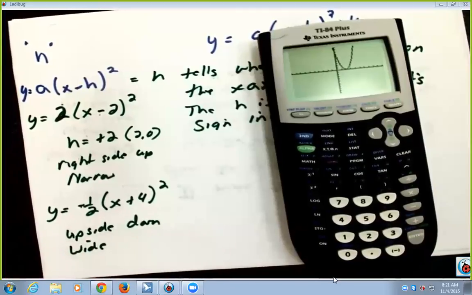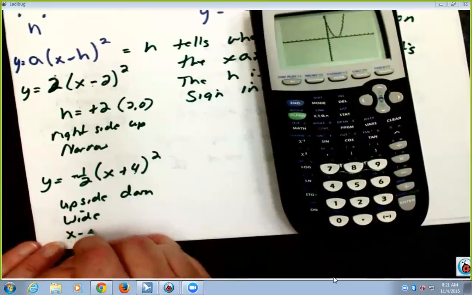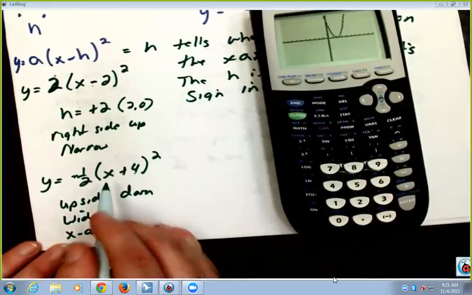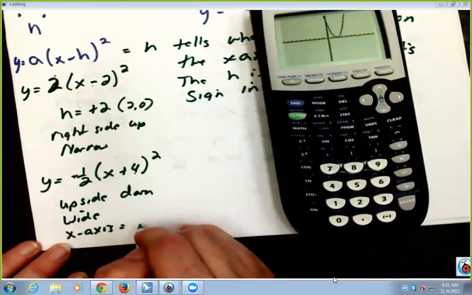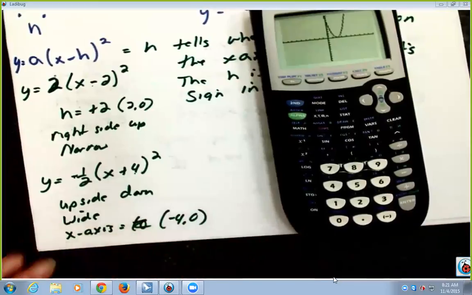And where is it located on the x-axis? Because all I have is h. I don't have my k part in there. So on the x-axis, this happens to be located at negative 4, 0. Because again, it's opposite of what's inside there. So it's at a negative 4, 0.